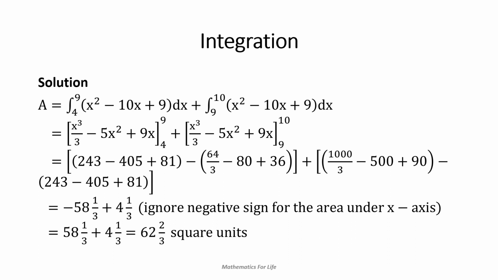Now we shall ignore the negative for the first region because as we noted, it is the region that is below the x-axis, and so we are going to have 58 1/3, and then we shall add the second region, which is 4 1/3, and that will give us a total area of 62 2/3 square units.